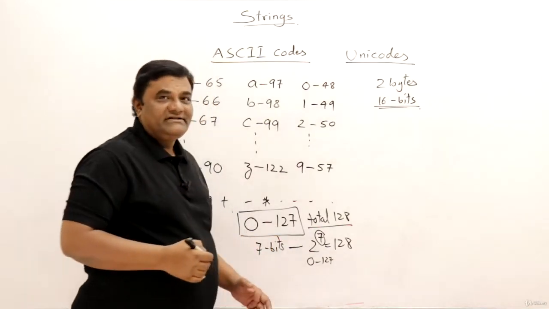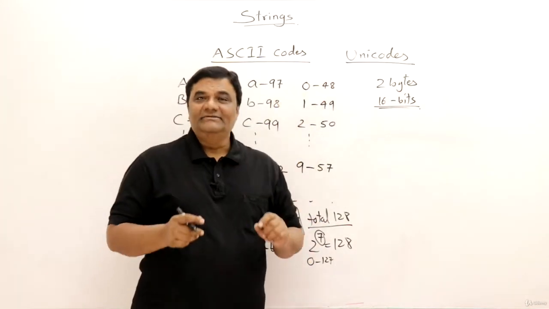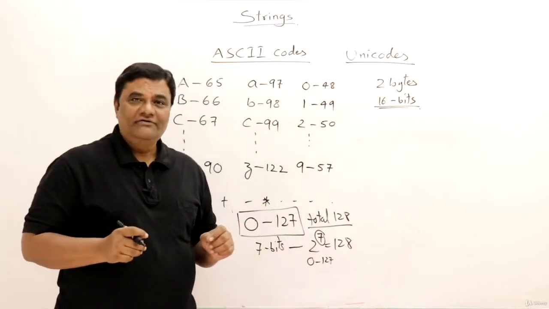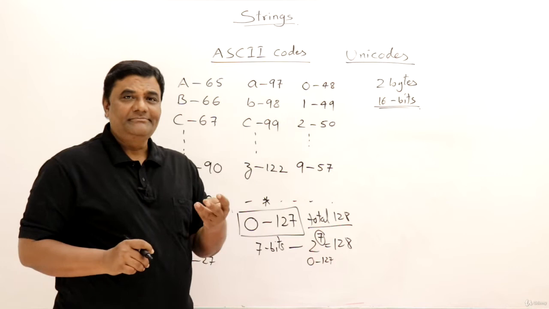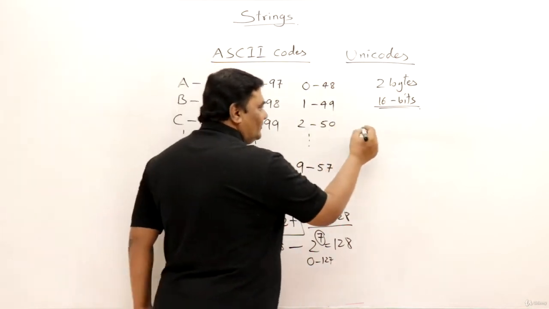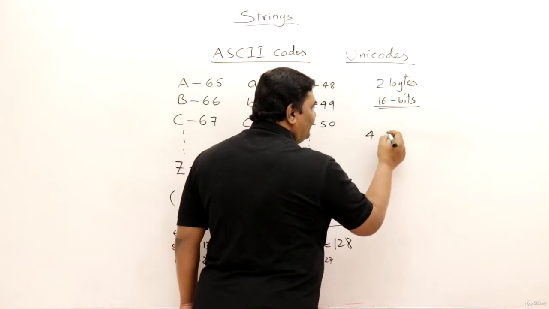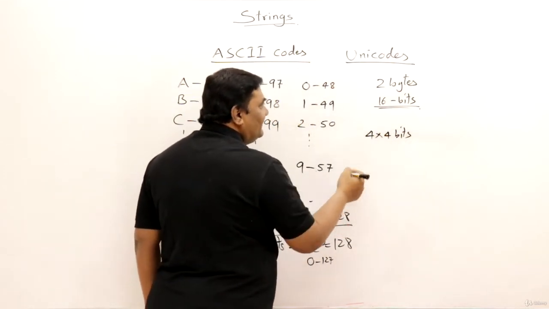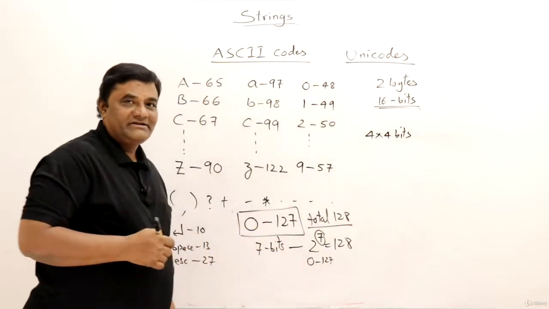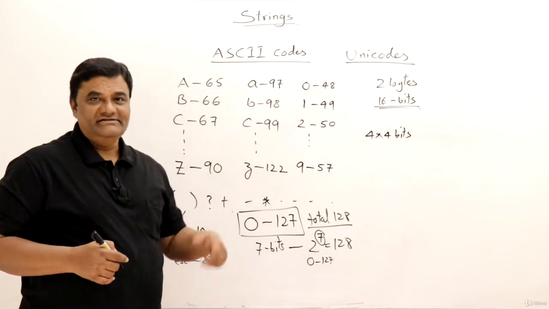Because it is supporting all natural languages, these 16 bits can be represented in the form of hexadecimal codes. Hexadecimal digits are represented in 4 bits each, so 4 times 4 is 16. So these codes are represented in hexadecimal form in 4 hexadecimal digits.